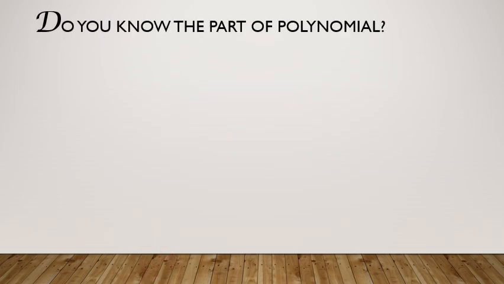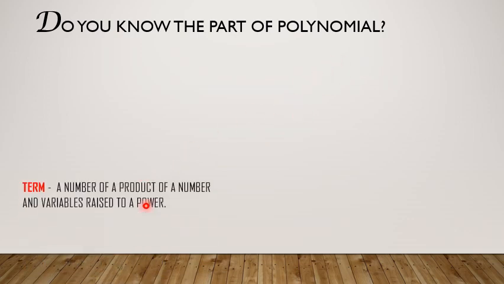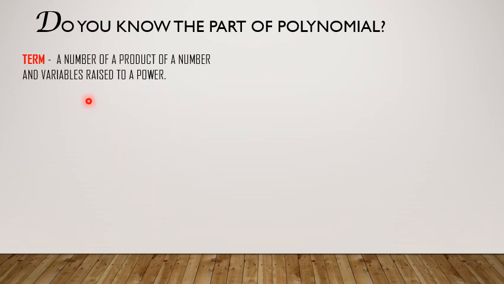Do you know the parts of a polynomial? Let's first do this one. Term. What do you mean by term? A number or a product of a number and variables raised to a power. Para maintindihan lang, products multiply of a number and variables. Variables, yun yung mga x, y, z, a, b, yung mga letter. Raised to a power, so hindi siya kili-kili power. Yung power is the exponent and the degree. Pareho lang siya. Ang daming tawag niya.